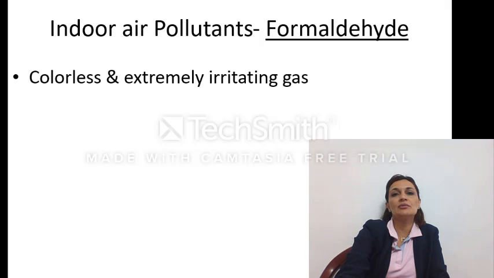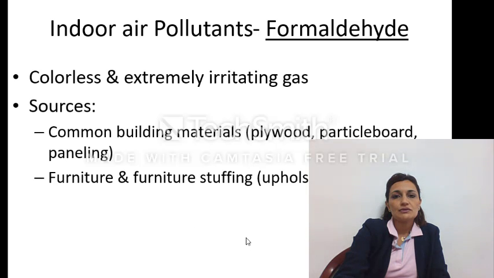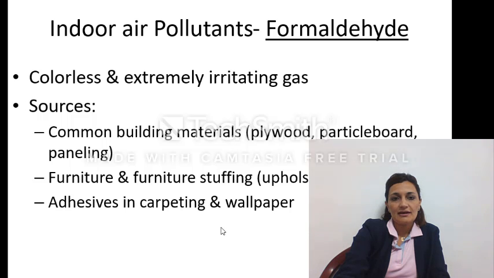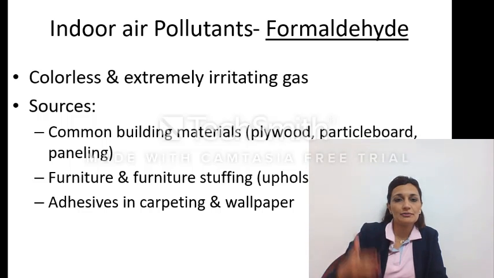The second indoor air pollutant, formaldehyde, it is colorless. Sources: common building material, furniture, and certain carpets, they have adhesives on them, on the carpet and the wallpaper. And if the wallpaper is old, it can release certain formaldehyde.